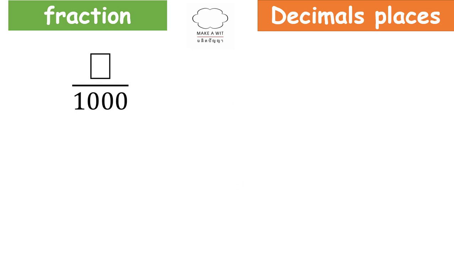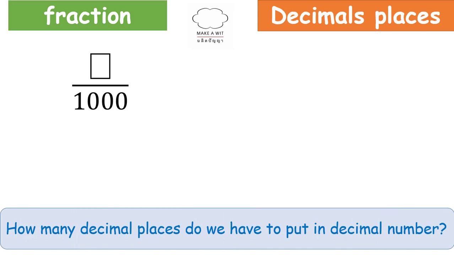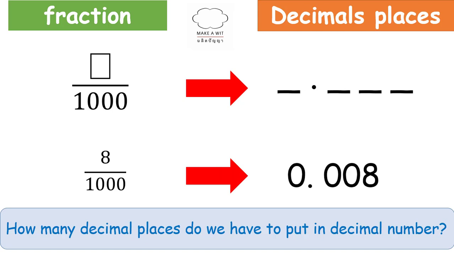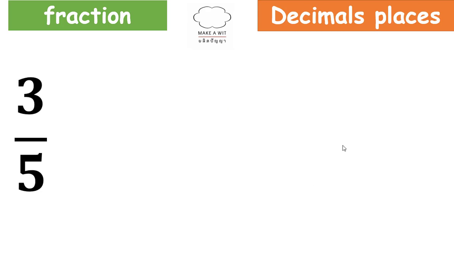Next example, some number over 1000. How many decimal places do we have to put in the decimal number? We have to put 3 decimal places. Very good. Example, 8 over 1000 is equal to 0.008. Again, 8 over 1000 equals 0.008.